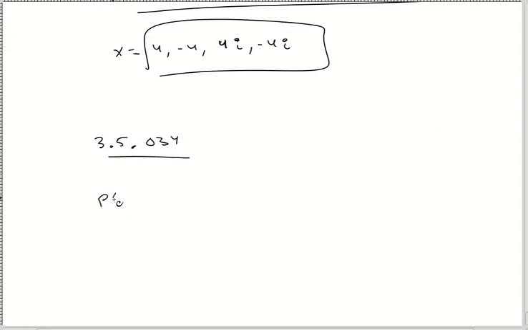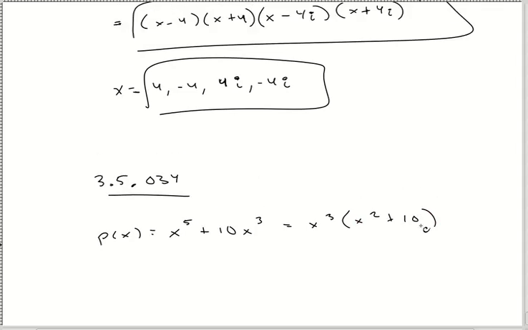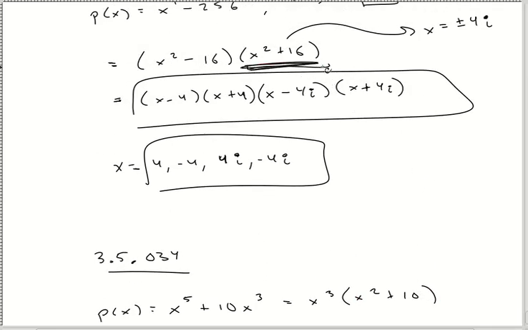35034. So I've got p of x equal to x to the 5th plus 10x cubed. Same instructions. Find the zeros, factored form, whatever. Well, I can see that x cubed can get factored out of that immediately. So let's just pause here on this. This is a super easy answer at this point. If this guy turned into this, right?